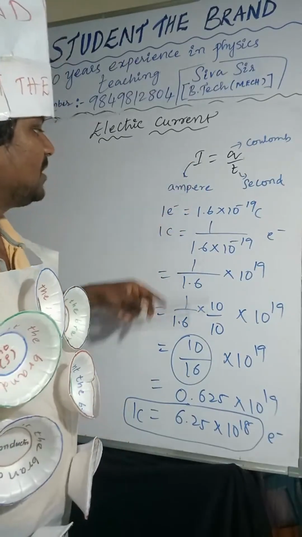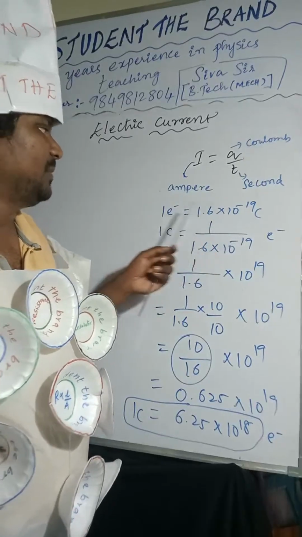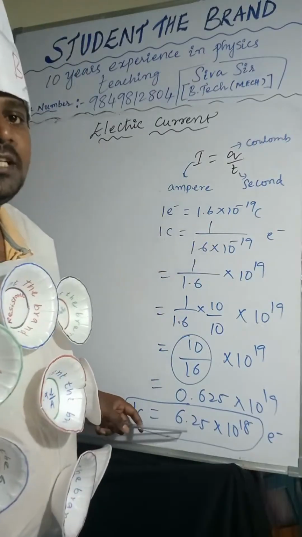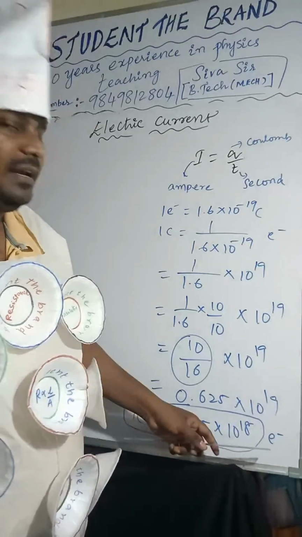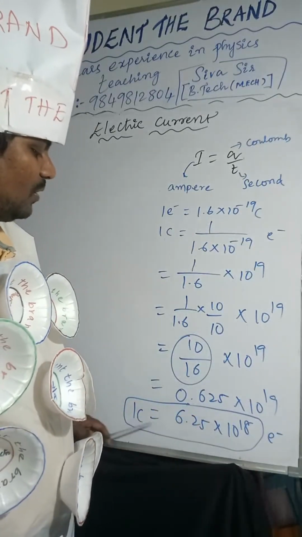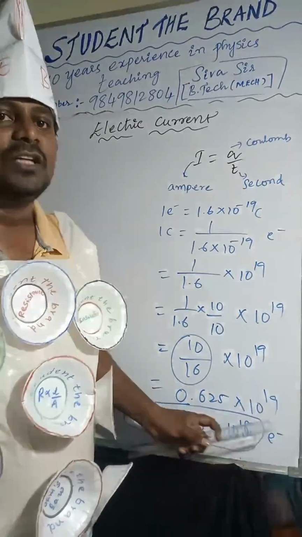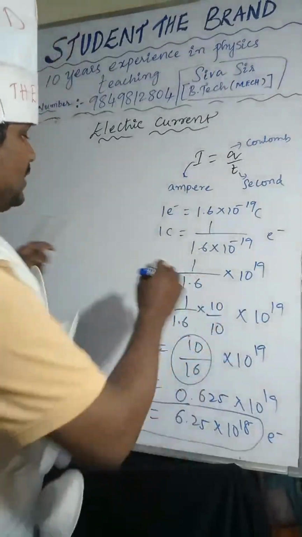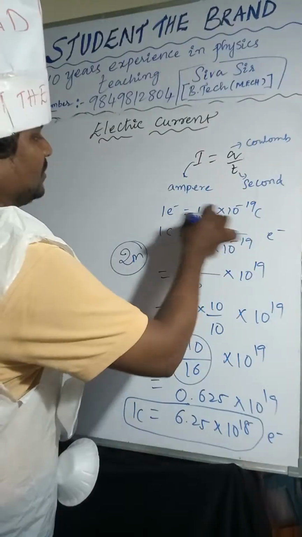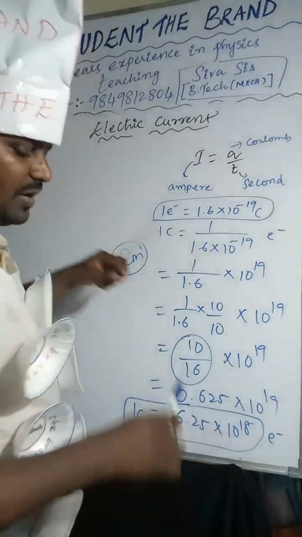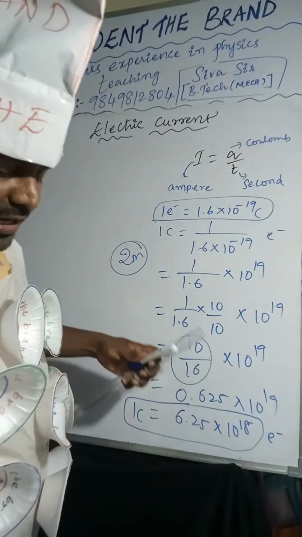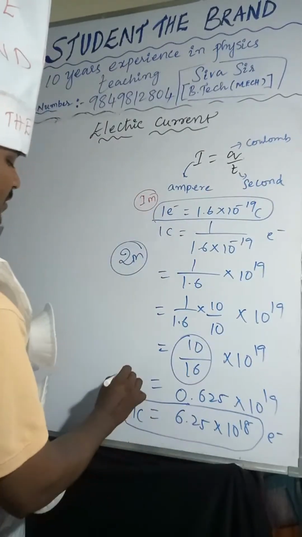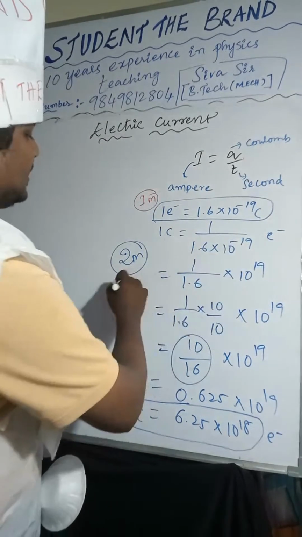Because of this derivation, you can see how much charge is present on 1 electron. In 1 electron, 1.6 into 10 power minus 19 coulomb is there. In 1 coulomb, 6.25 into 10 power 18 electrons are there. Very important point. They will ask a 1 mark question on this, and also a 1 mark question on this one. This explanation they will ask for 2 marks.